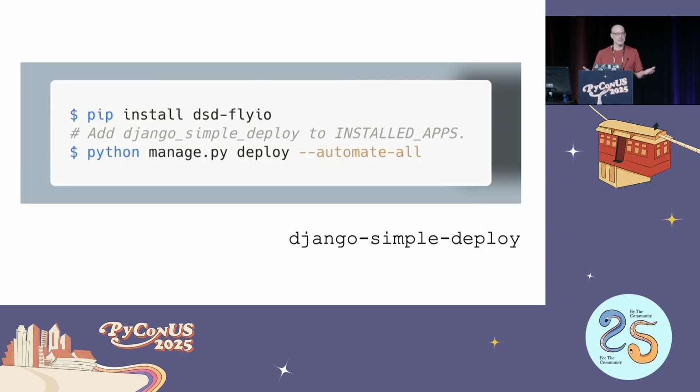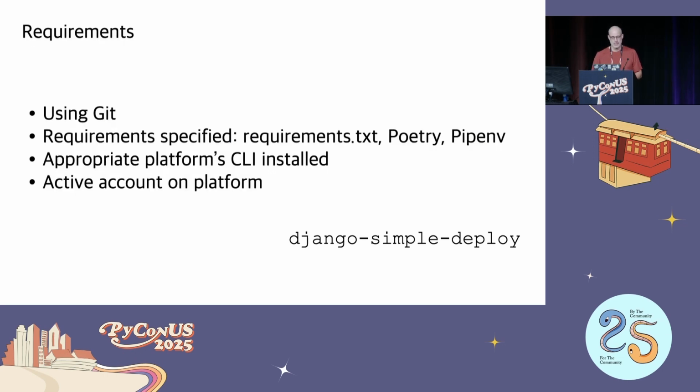And so this is what it looks like to deploy to Fly.io. That's what it looks like for deploying to a totally different platform, Platform.sh. And same thing for Heroku. And you can choose any VPS provider, DigitalOcean, Linode, and you have the same deployment process. There are some requirements. You need to use Git. You need to specify your requirements using requirements.txt, Poetry, or Pipenv. You need to have your appropriate platform's CLI installed if your platform depends on that, and you need an active account on that platform.